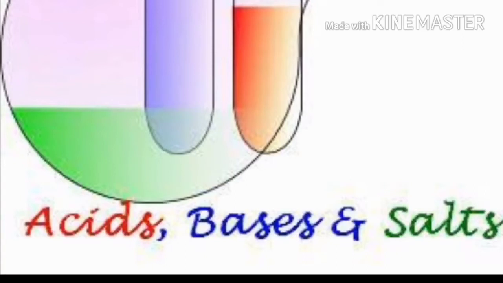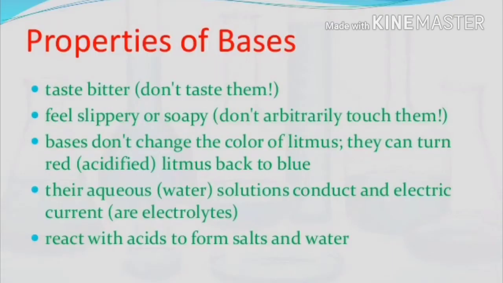We know that acids are sour in taste and they change the color of blue litmus to red. Hydrochloric acid, sulfuric acid, nitric acid, etc. are strong acids, whereas carbonic acid, acetic acid, etc. are weak acids. And acids can produce H plus ions when they dissociate in water.